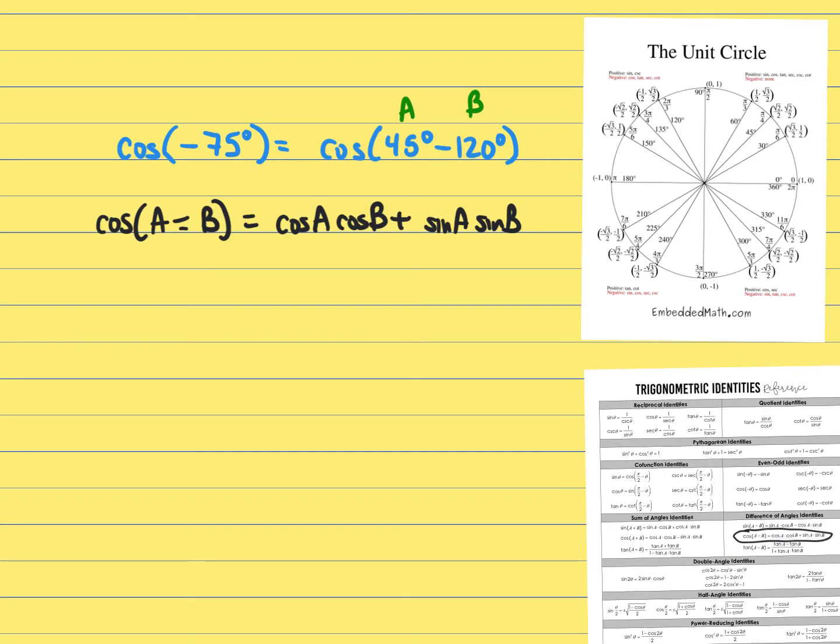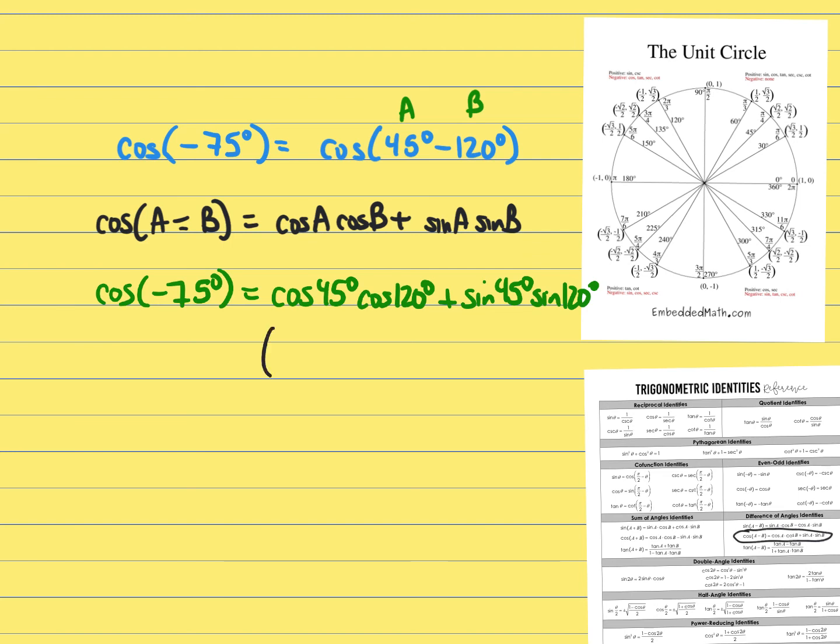Okay. So in this case, since my A is 45 and my B is 120, the cosine of negative 75 is going to be cosine of 45, cosine of 120, plus sine of 45 times the sine of 120. And again, all these are numbers from our unit circle. Now 45 we just did, so that's not going to change. That's going to be radical 2 over 2. Sine and cosine are both square root of 2 over 2.